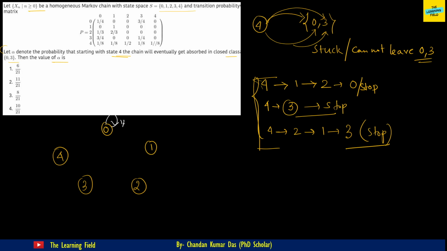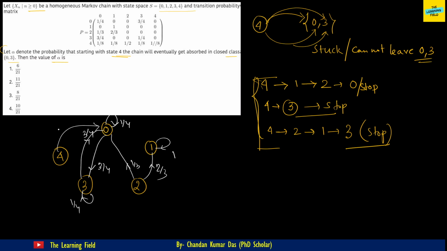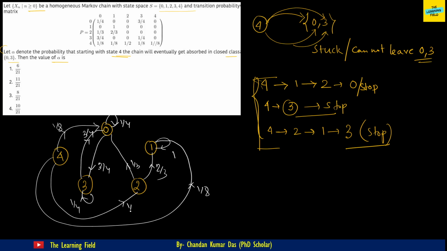Now 0 to 0 probability is 1 by 4, and 0 to 3 probability is 3 by 4. Then 1 to 1 there is only one probability, completely 1. Then 2 to 0 is 1 by 3, and 2 to 1 is 2 by 3. Then 3 to 0 is 3 by 4, and 3 to 3 is 1 by 4. Now 4 to 0 we have probability 1 by 8, 4 to 1 we have 1 by 8, 4 to 2 we have 1 by 2, 4 to 3 is 1 by 8, and 4 to 4 is also 1 by 8.